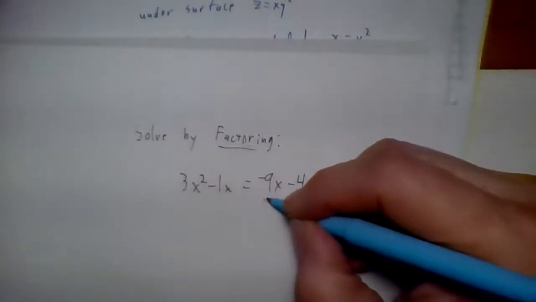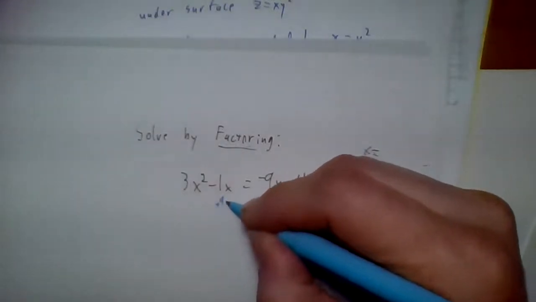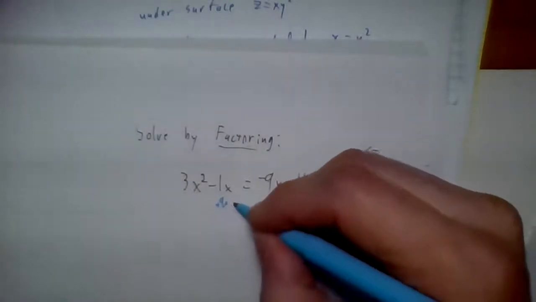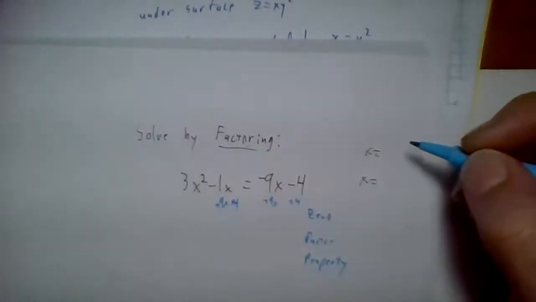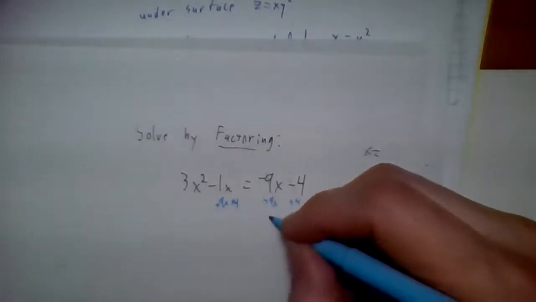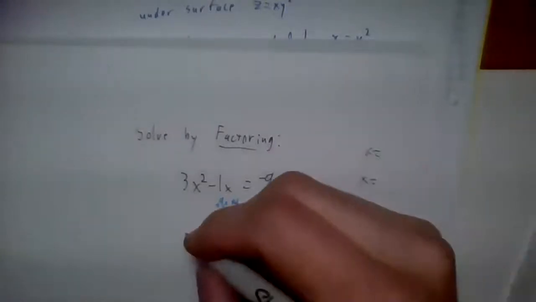In other words, I need to add 9x to both sides to make that 0. That's going to combine with this term. And I need to add 4 to both sides to make that 0. That's not going to combine with anything, but it's going to move to that side. So that'll get rid of everything from this side and leave a 0. That's the key to all of this solution method. I end up with something equal to 0.